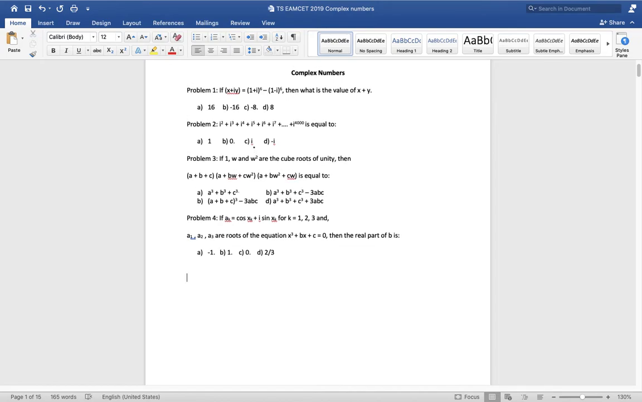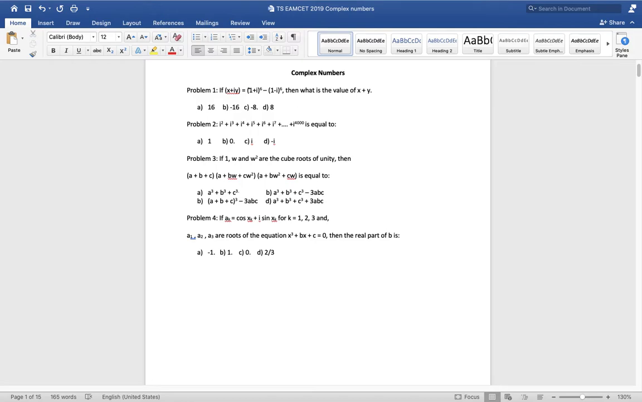The first problem is: if x plus iy is equal to (1 plus i) raised to the power 6 minus (1 minus i) raised to the power 6, then what is the value of x plus y? So with these competitive exams, you don't get more than a minute or maybe 2 minutes to solve these problems. So you have to be very quick, very fast.